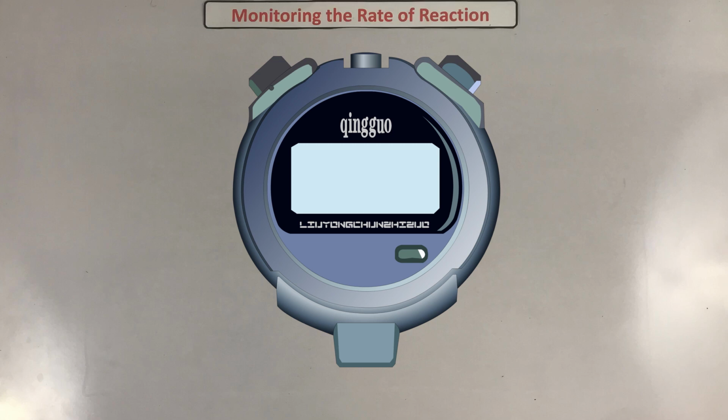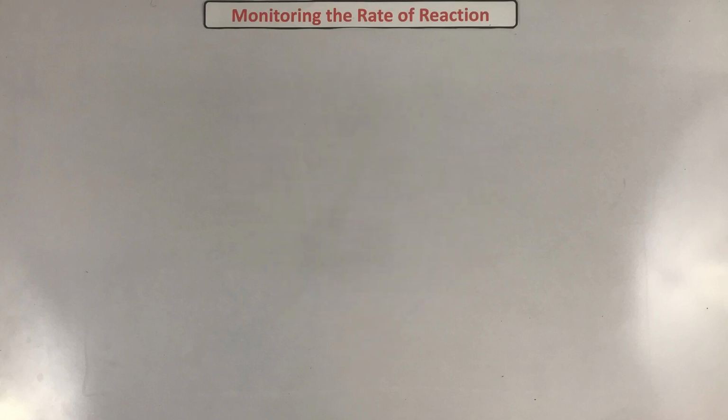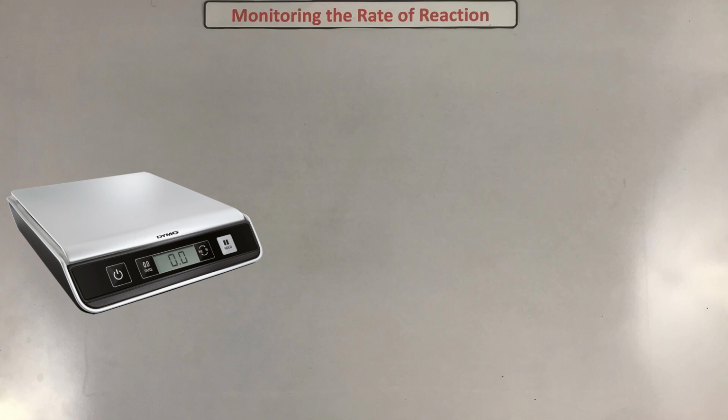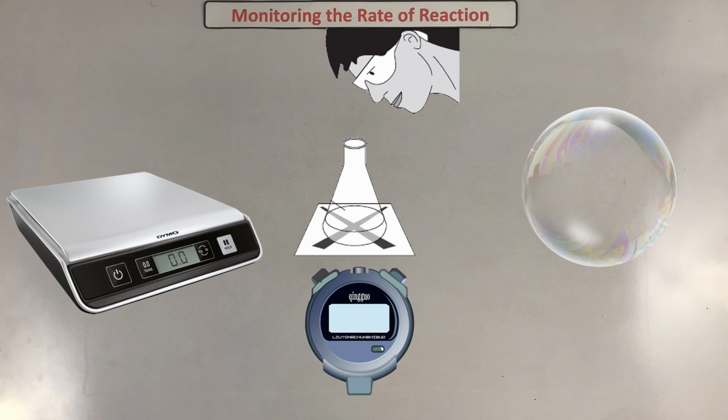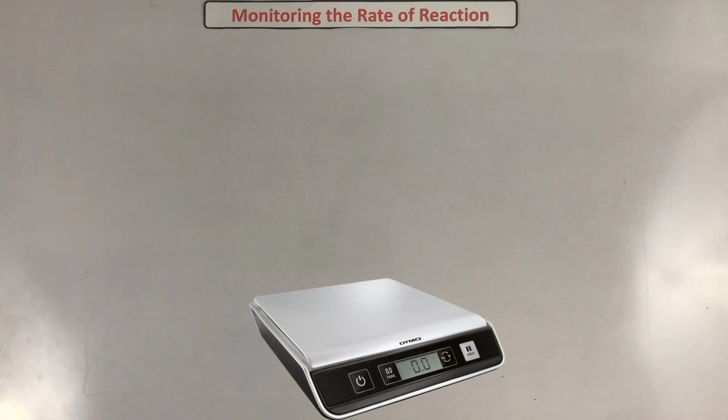There are several ways of doing this. You could monitor a mass change, a color change, or the production of a gas. Since rate is something divided by time, for each of these we have to measure the time taken for the particular event to happen. A change in mass would be possible if at least one of the products formed is a gas.